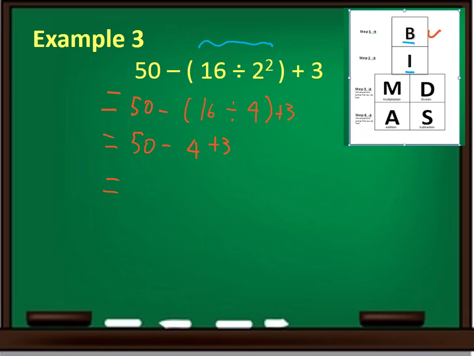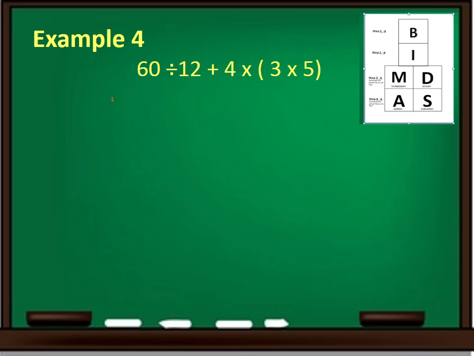Alright, so I've done that step now. There's no more multiplies and divides. I'm now on to my last step. 50 minus 4 is 46. 46 plus 3 is my answer.